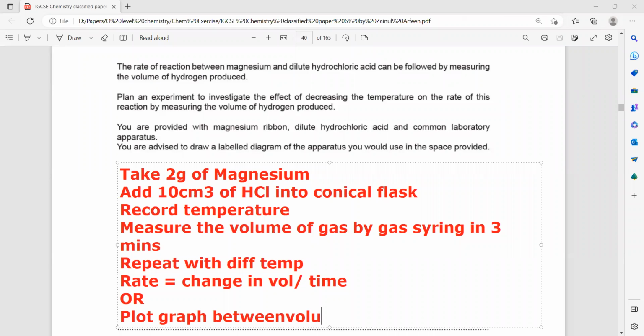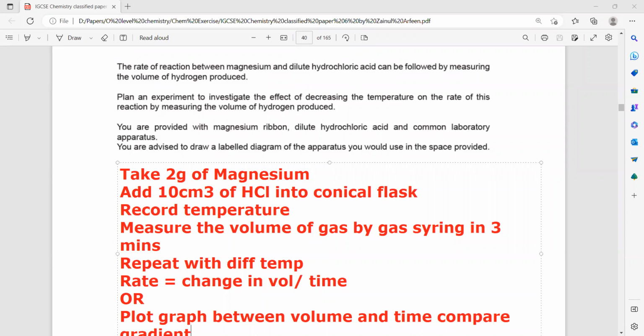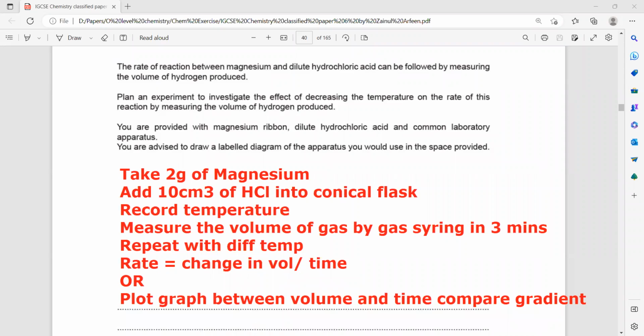So plot a graph between volume and time and compare the gradient. The one which has a steeper slope means that is the faster rate. So that's how we can work out the rate or the speed of the chemical reaction and how the temperature affects the rate.